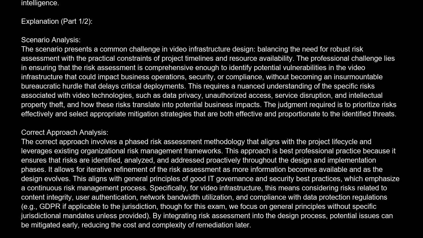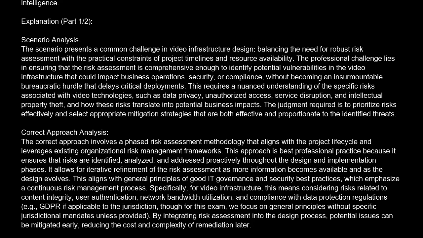The correct answer is B. Conduct a comprehensive, multi-stage risk assessment that begins during the initial design phase and continues through deployment, incorporating feedback loops for iterative refinement based on evolving project details and threat intelligence.